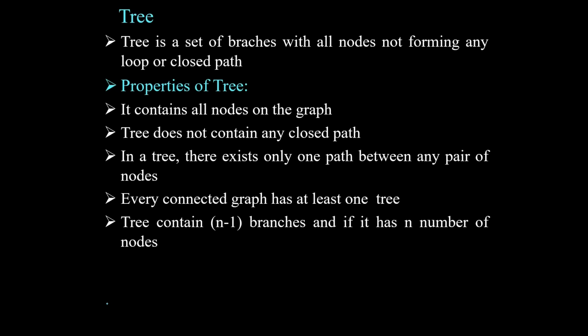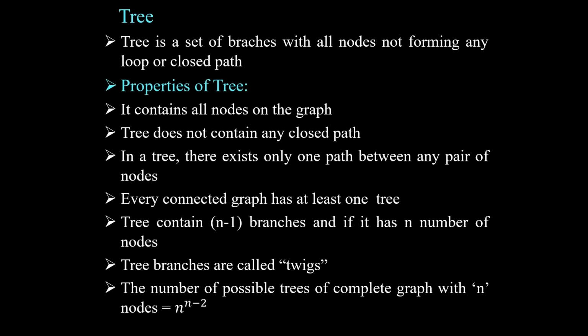So whether you have considered all the required branches or not, we can cross check with these points. The branches of the tree are called twigs. Now how many possible trees will we get from each graph? Okay, the number of possible trees of a complete graph with n nodes will be equal to n power n minus 2. For example, if our graph has 4 nodes, then the total number of possible trees for that graph will be equal to 4 power 4 minus 2, which is equal to 16 possible trees we can form.